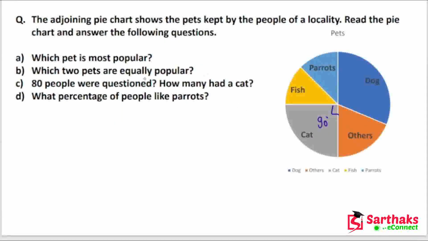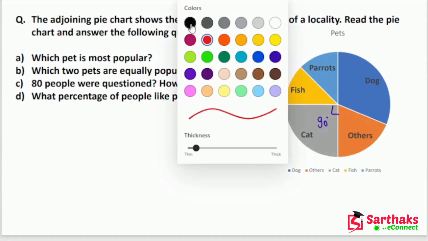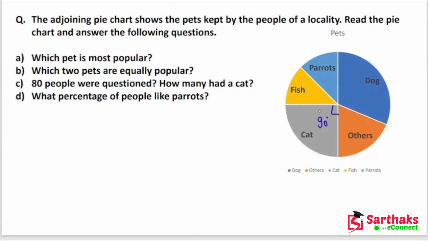Now let us talk about the last question, which asks what percentage of people like parrots. That is again a smart question. They have not given the central angle. They are asking you to calculate it. Since fish and parrots together make a quadrant, and since these are equal, this 90 degrees is divided into two parts. So for parrots it would be 45 degrees.